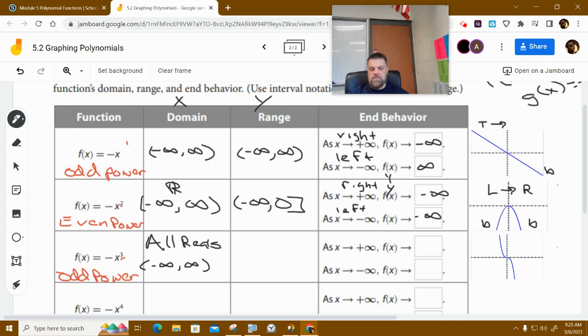Now, what about the range? Well, the range goes for all real numbers too. So the range can go from negative infinity to positive infinity. As x approaches positive infinity, f of x approaches negative infinity. So the end behavior flip-flops, obviously. And as x approaches negative infinity, f of x approaches positive infinity. So I'll give you guys a second to write that down. Sketch the graph, think about what we're doing differently.